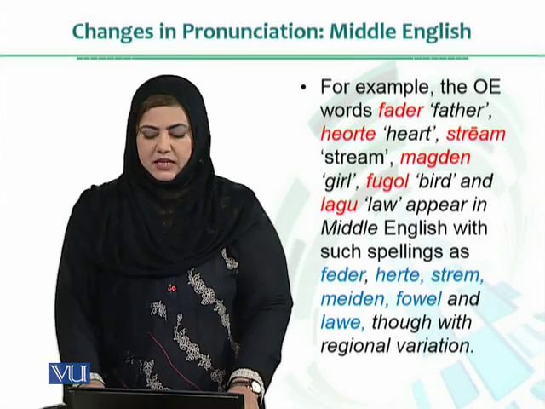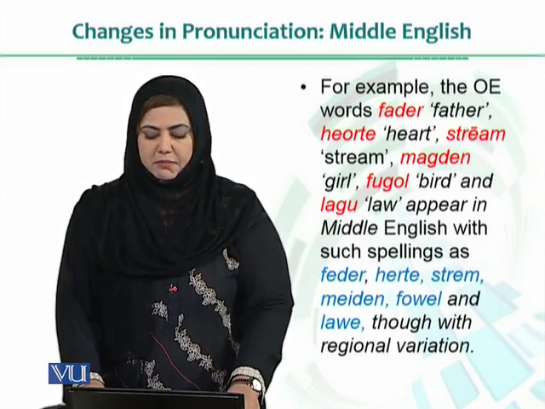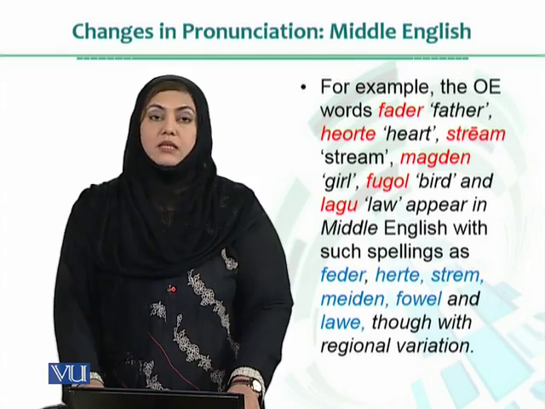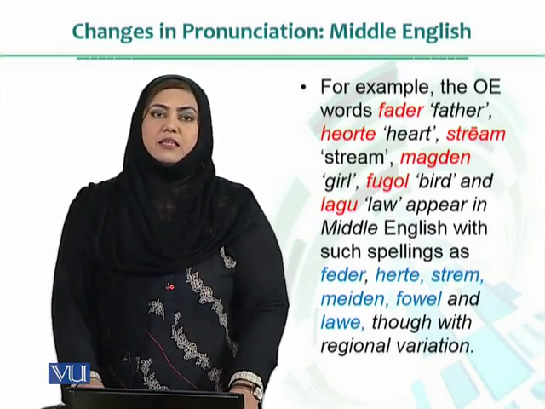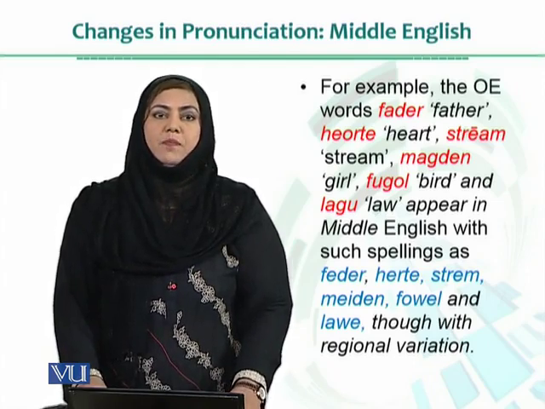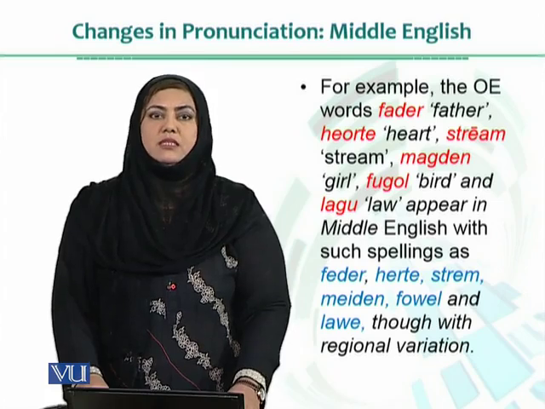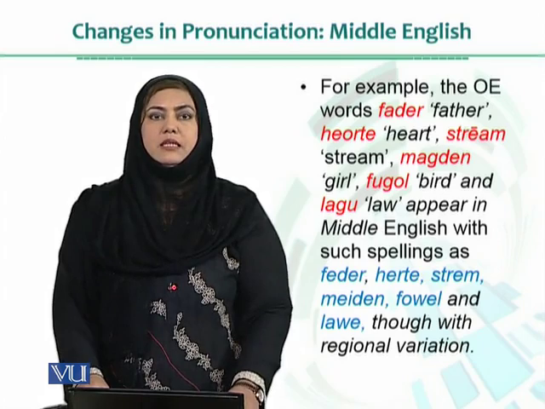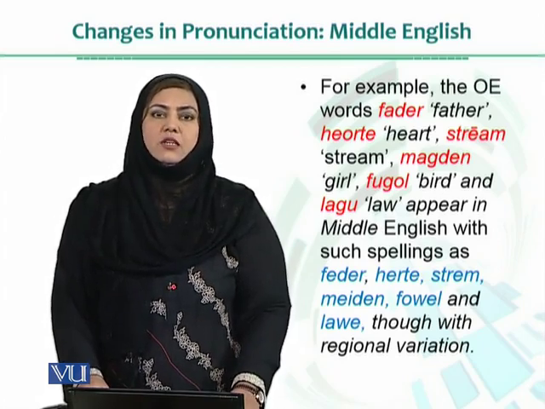All these appeared in Middle English with different spellings of feather, heart, stream, maiden, fowl, and law, though there were various varieties in different regions, in different dialects. So, Middle English pronunciation was basically phonetic, which is, it focused on how the words were produced. There was no standardization, but there was a lot of variety according to dialects.